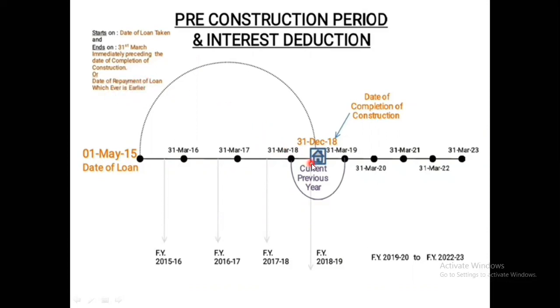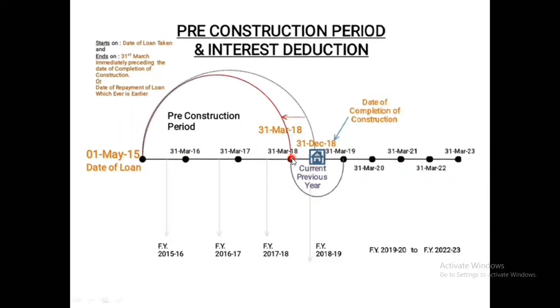However, in case 1, the date of repayment of loan only happens in 2021. Therefore, the end date will be taken as 31st of March 2018. So the pre-construction period starts on 1st May 2015 and ends on 31st March 2018, because this is the March 31st which immediately precedes the date of completion of construction.